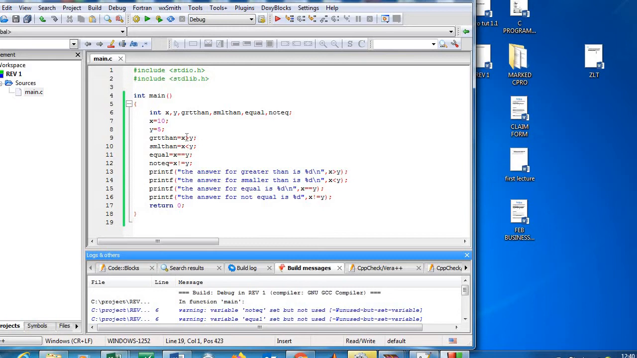For greater than, x must be greater than y. For smaller than, x must be less than y. For equal, x must be equal to y, which is the equal sign in programming. Not equal to, x must be not equal to y, like this.